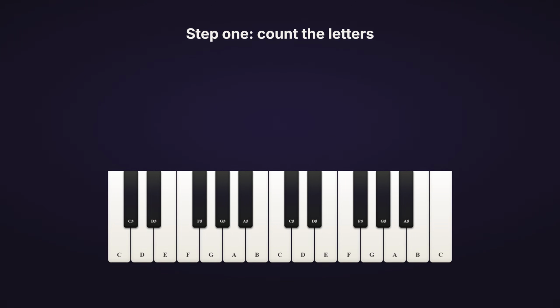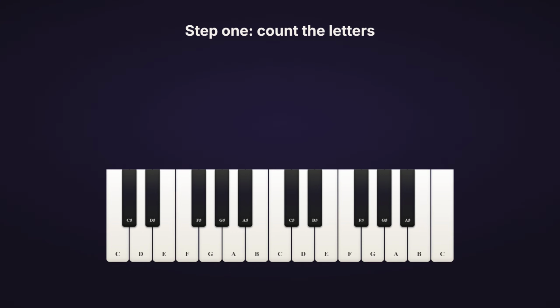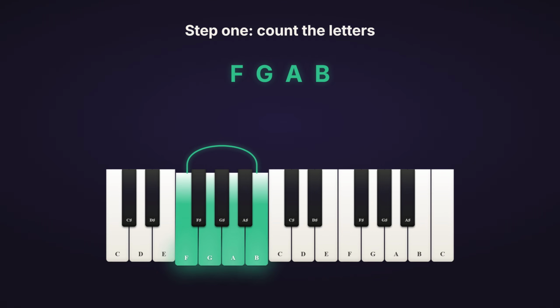So how do you choose the right spelling for yourself, when you are the one writing it down? There is a simple two-step method, and the surprise is that the first step does almost all of the heavy lifting. Step 1. Count the letter names first, to fix the number. Forget sharps and flats for a moment and just walk the alphabet. From F up to B, say the letters out loud: F, G, A, B. That is 4 letter names, counting both ends, so the interval has to be some kind of fourth, full stop.